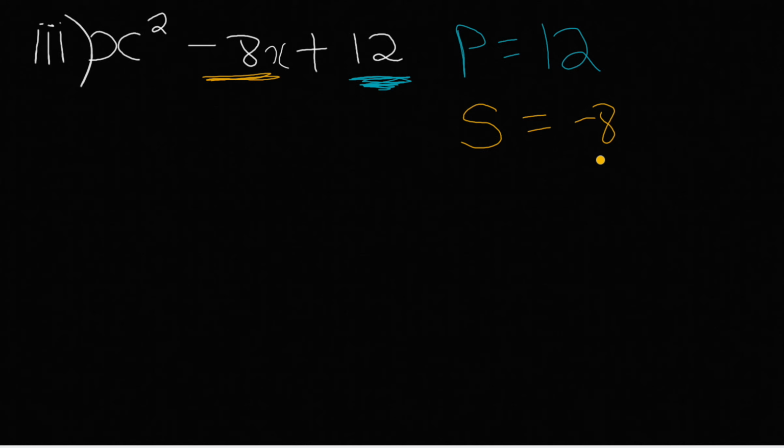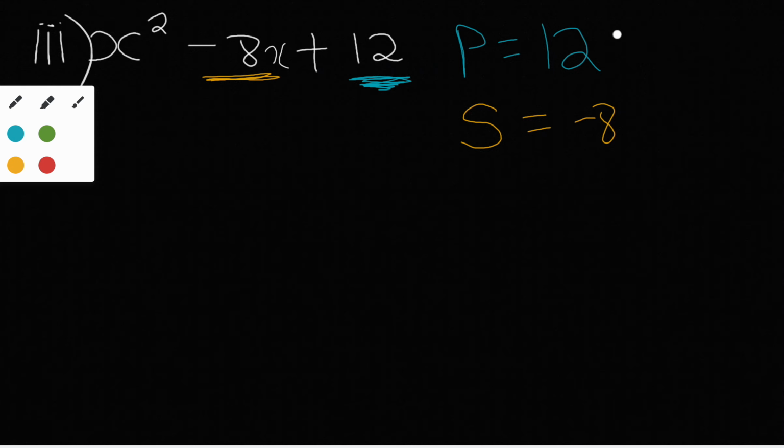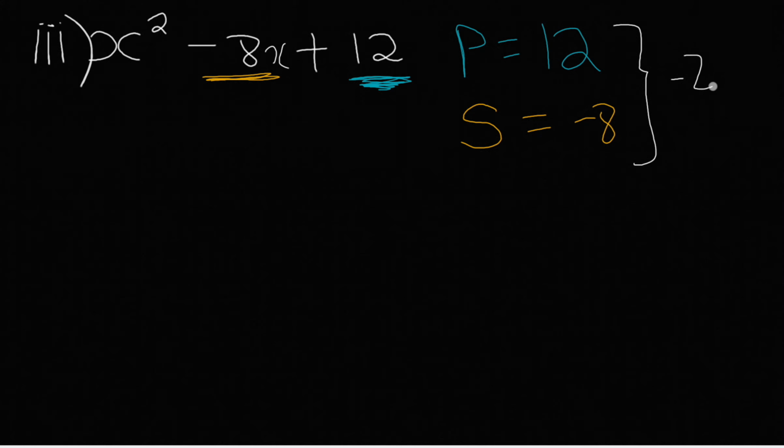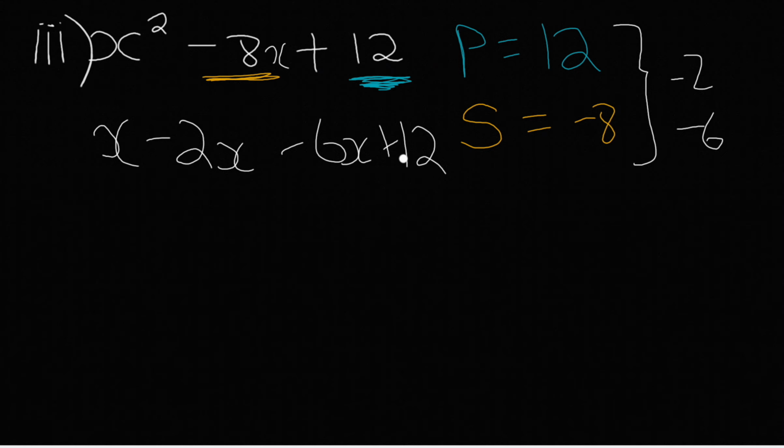We want negative 8. If you make both of those a negative 2 and a negative 6, you will still get a positive 12 when you multiply them together, and you'll get negative 8 when you add the two numbers together. So your numbers, your factors are negative 2 and negative 6, right? So how you write it out is x squared minus 2x minus 6x plus 12, right?